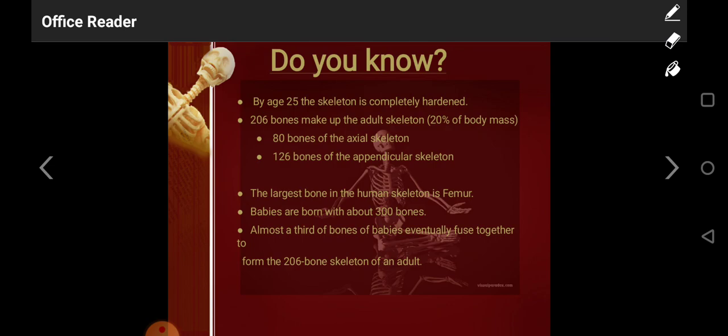Now these are the interesting facts we should know about the skeletal system. By the age of 25, the skeleton is completely hardened. And we have 206 bones which make up the human adult skeleton, 80 bones of the axial skeleton, and 126 bones forming the appendicular skeleton. The largest bone in the human body is the femur. Babies are born with about 300 bones. Almost a third of the bones of babies eventually fuse together to form the 206-bone skeleton of an adult.